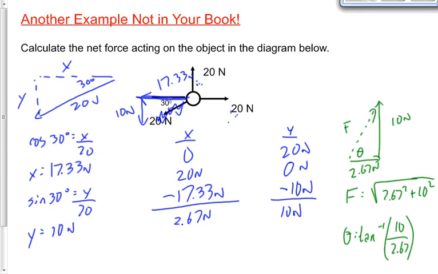Somebody on Drew's side of the room, what'd you get for force? Drew, you got it? 12.6 newtons. We're going to round that to 13 newtons because it's 2 digits. And somebody on the other side of the room? What do we got? We're going to say 75 degrees, and that would be 75 degrees north of east, right? Because it's measured from the east, north above the east.